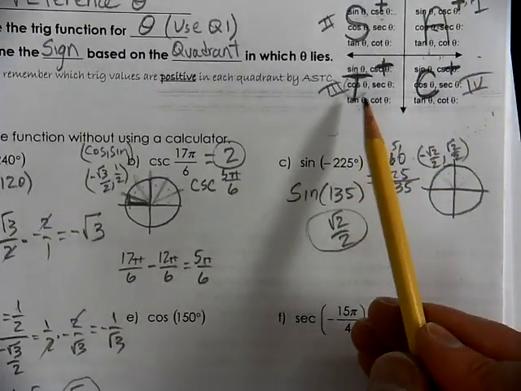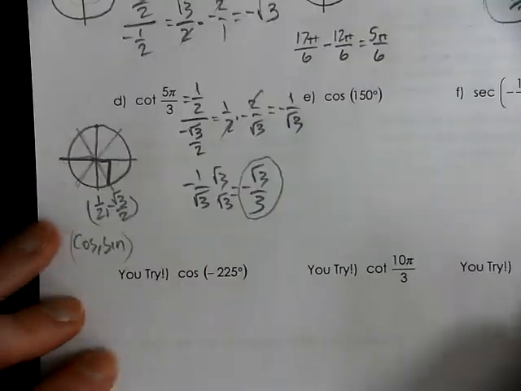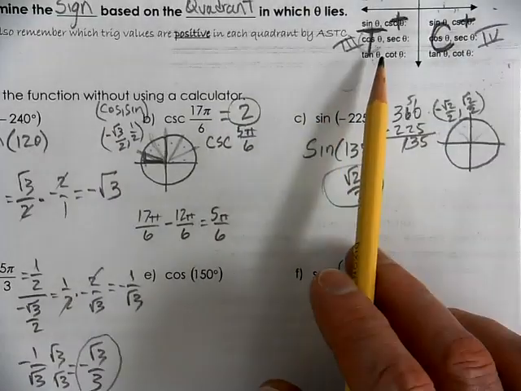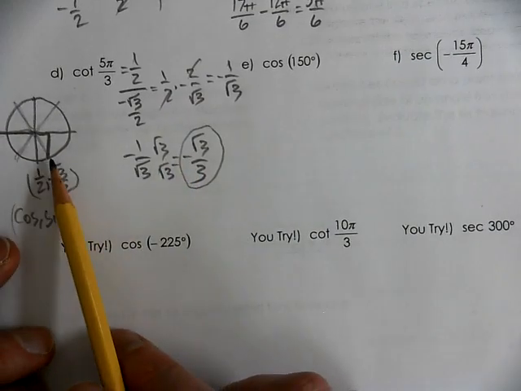Well, cotangent is going to be positive with tangent in the third quadrant. And that's not where we are. We're in the fourth quadrant. So the fourth quadrant is negative, and that's exactly what we have.